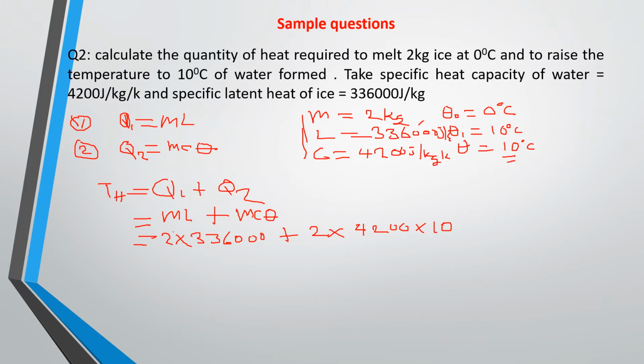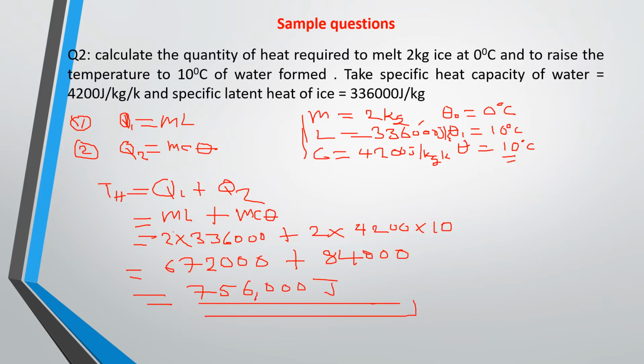Alright, so by the time you multiply all this together and add up, this will give you 672,000 plus 84,000. Okay, if you add up all this, it will give you the total heat. That is 75600 joule. Okay, so you see how we were able to solve this.